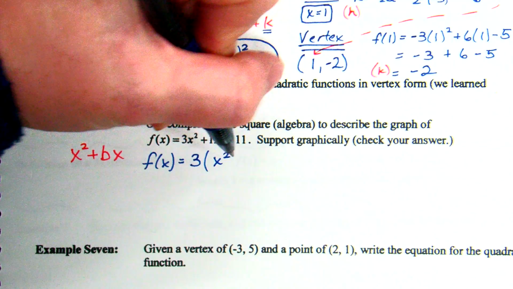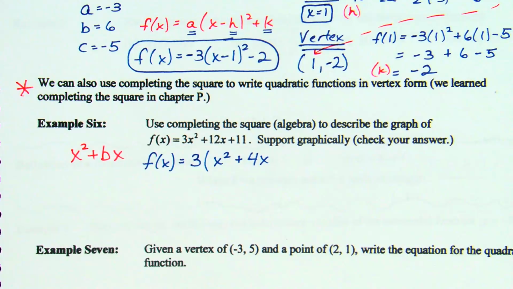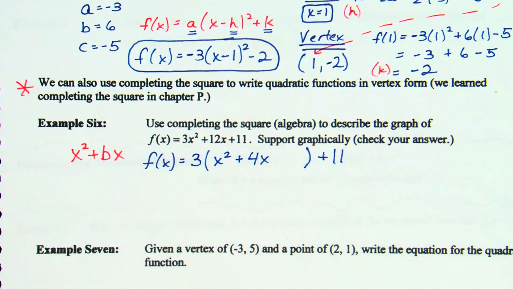Now, the next part we have left is a c value. The c value is not part of completing the square. So what I'm going to do is leave a gap here in my parentheses after the 4x. And that c value of plus 11 is going to be scooted over outside of the parentheses. And this is all about setting us up for completing the square. Why is it 4x? Because we factored the 3 out of both x terms. Because 12x divided by 3 leaves me with 4x.